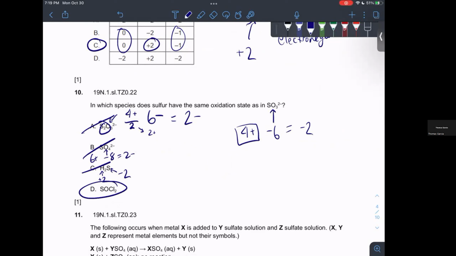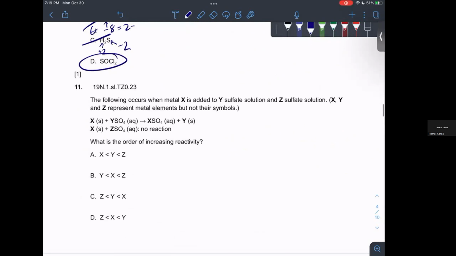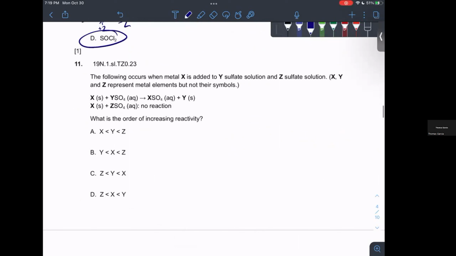Chlorines are each -1 for a total of -4. Therefore, sulfur is +4. Moving on to another one of these reactivity chains. If the metal reacts with the solution, then the metal is more reactive. Therefore, X is more reactive than Y.